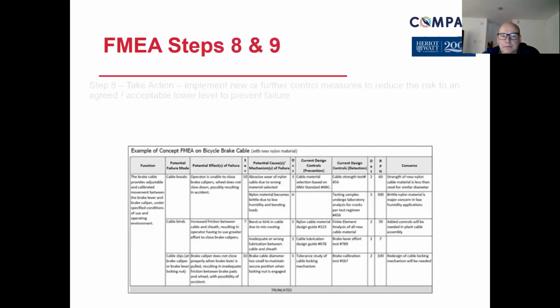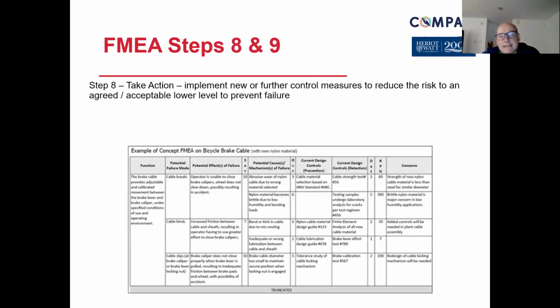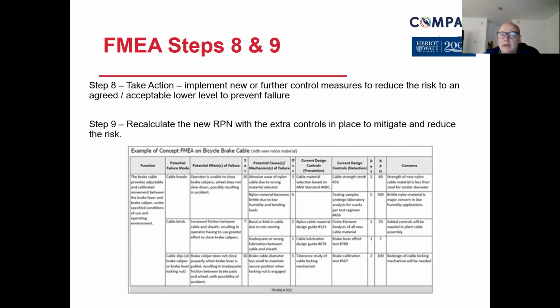Step 8 and 9, they pull them together. It's all about taking action. Who's going to take action and by when? And then number 9 is recalculate the RPN as a result of those changes, those improvements, those reduced risks.